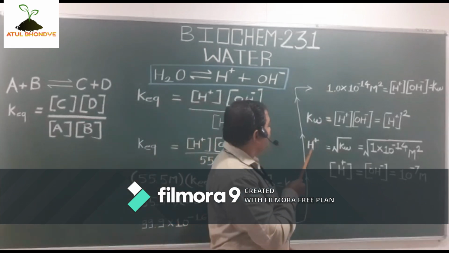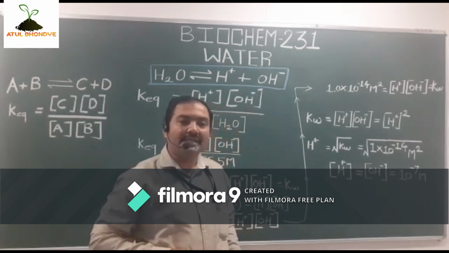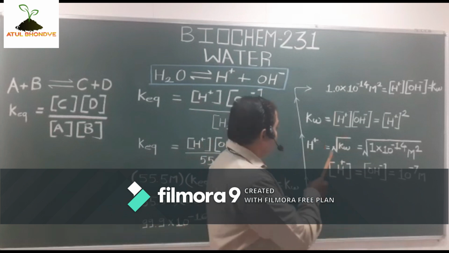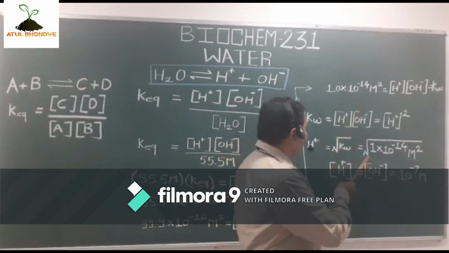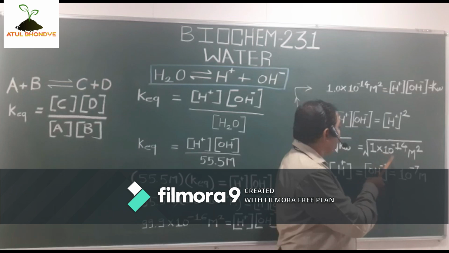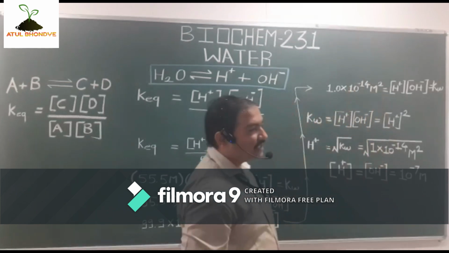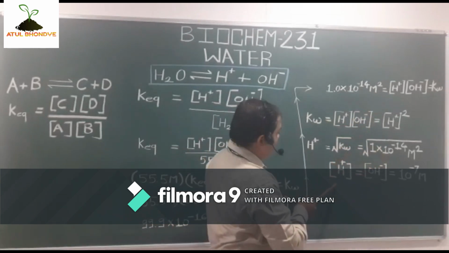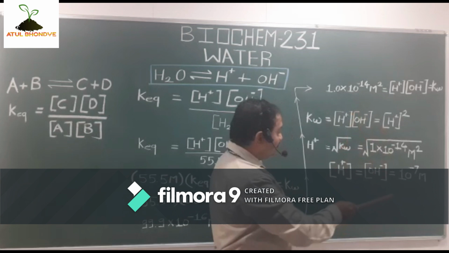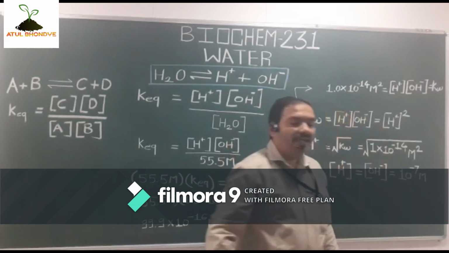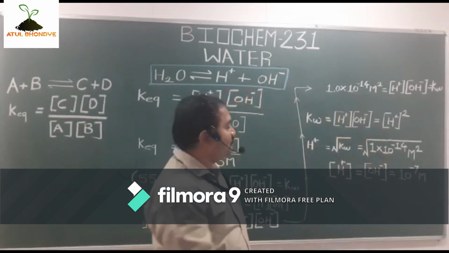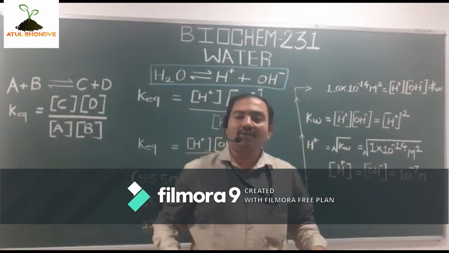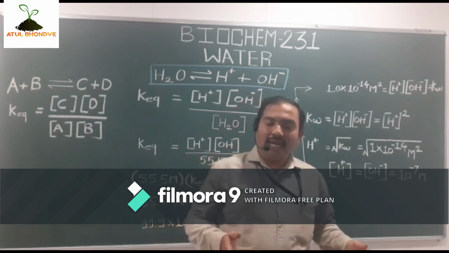According to this calculation, for calculating the value of H, H plus is equal to the square root of Kw, so under the square root of 1 into 10 raised to minus 14, which we already calculated as 1 into 10 raised to minus 14 molar square. So H plus is equal to OH minus is equal to 10 raised to minus 7 mole. So this value 10 raised to minus 7 gives the actual concentration of H and OH.